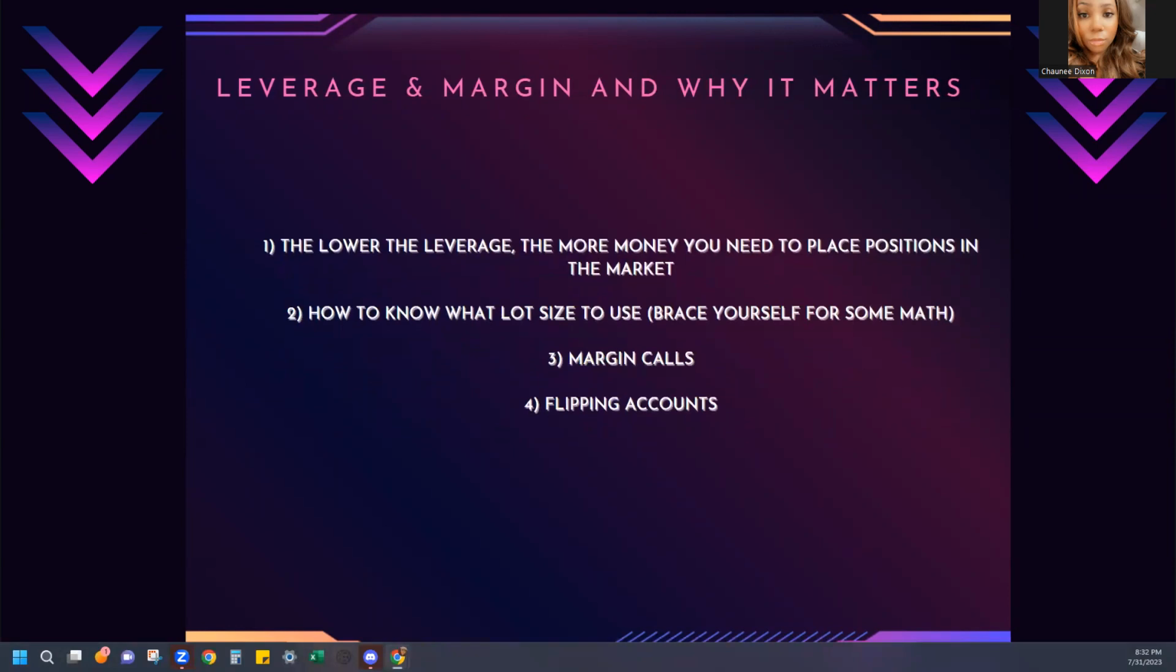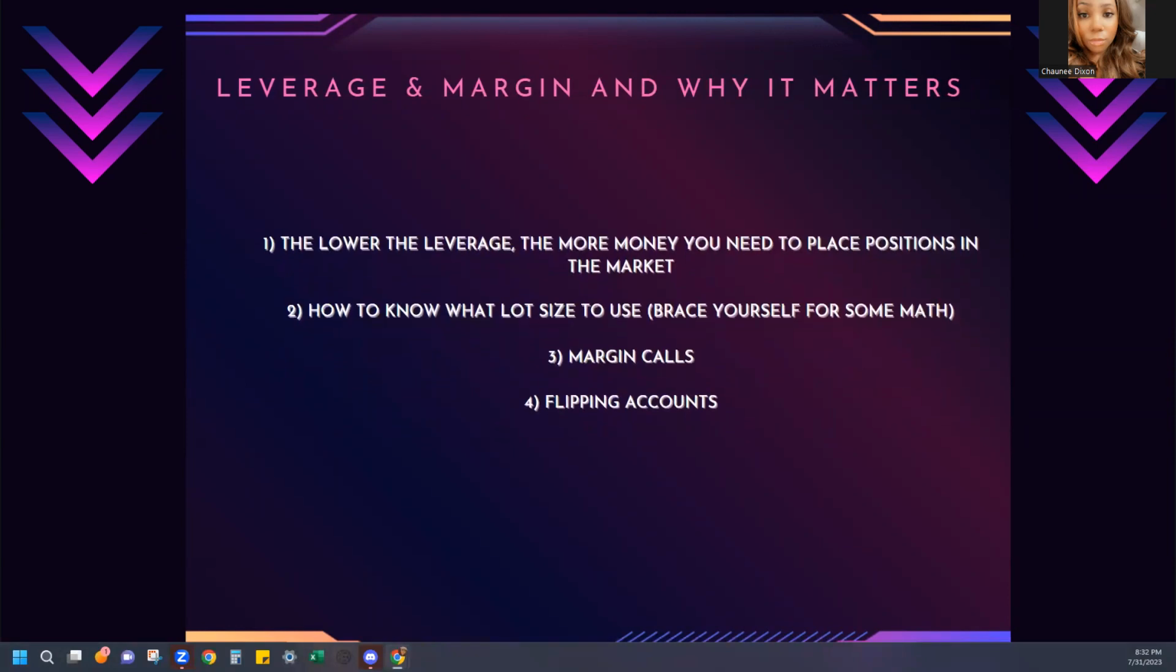All right, so leverage and margin and why it matters. Typically, the lower the leverage offered by the broker, the more money you need to place positions in the market. So we're going to go over how to know what lot size to use, and that is going to have some math, but don't worry, you don't have to know the math by heart. We're going to go over what a margin call is, and we're going to touch on flipping accounts that kind of tie in together.